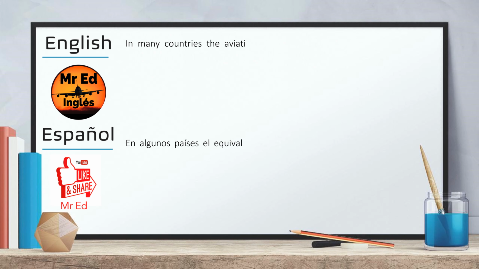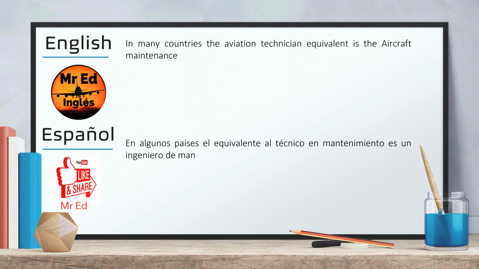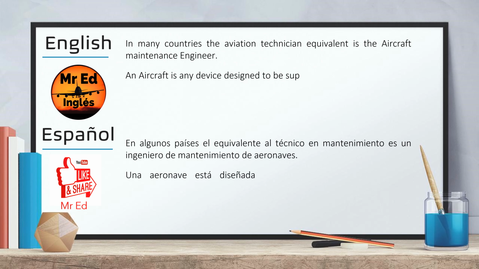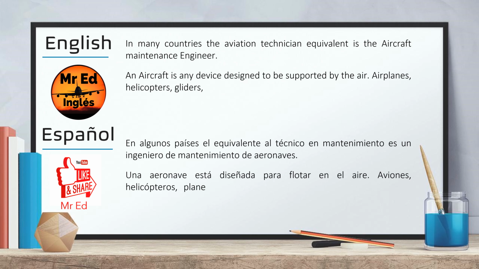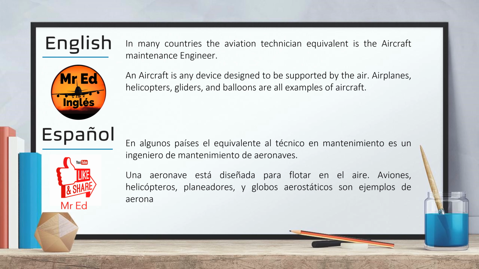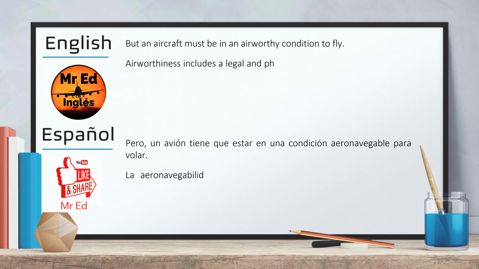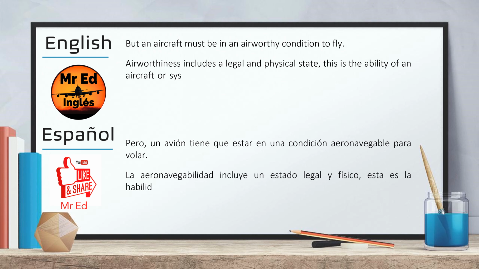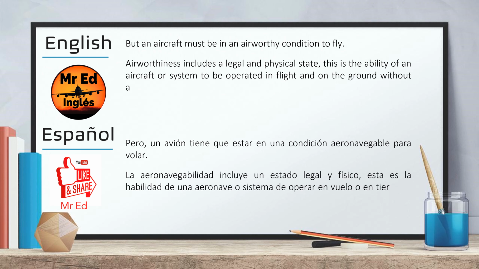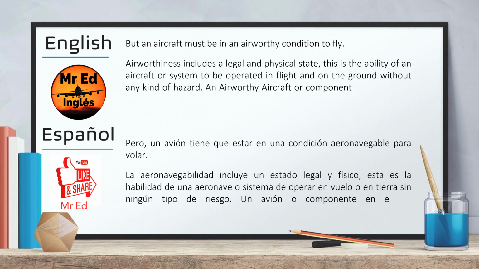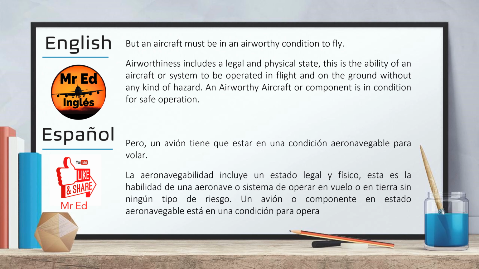In many countries, the aviation technician equivalent is the aircraft maintenance engineer. An aircraft is any device designed to be supported by the air. Airplanes, helicopters, gliders, and balloons are all examples of aircraft. But an aircraft must be in an airworthy condition to fly. Airworthiness includes a legal and physical state. This is the ability of an aircraft or system to be operated in flight and on the ground without any kind of hazard. An airworthy aircraft or component is in condition for safe operation.